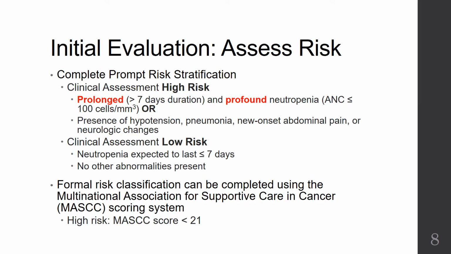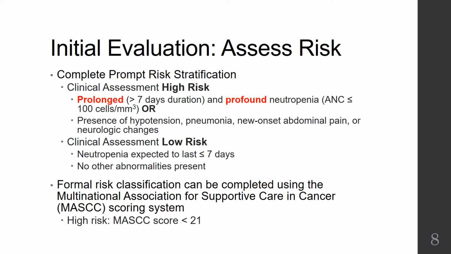So for initial evaluation, our main component is going to be a risk stratification, and this is typically done based on clinical assessment. There are formal classifications that are done, as is listed at the bottom of the screen here with the Multinational Association for Supportive Care in Cancer scoring system, where a high-risk patient is deemed to have a score less than 21. But most commonly, it's simply done by clinical assessment alone.